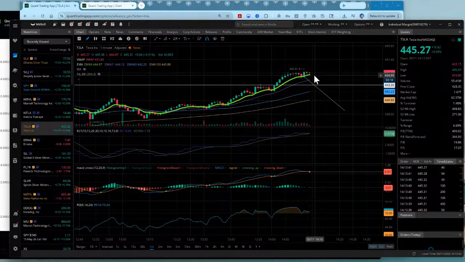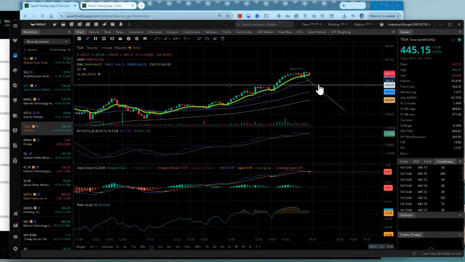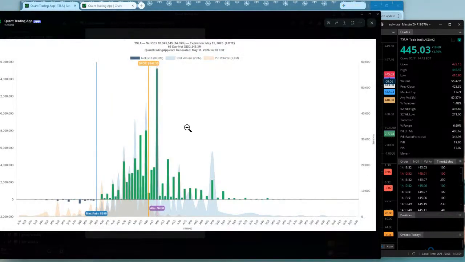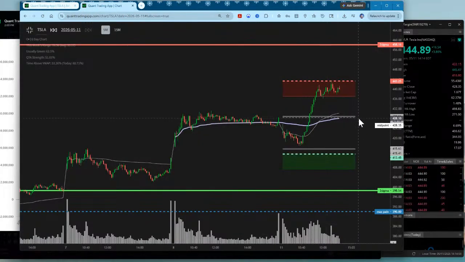And whether that uses the 9 line here to pop off of it, or we come back down and touch this 443 and test it, right? It's not a guarantee that we're going to go back up to 450. It's just that this is such a strong signal, it can't really be ignored. Now, what would get in the way of getting us to 450? Well, there's other data. So first, let's look at the quant charts, right?